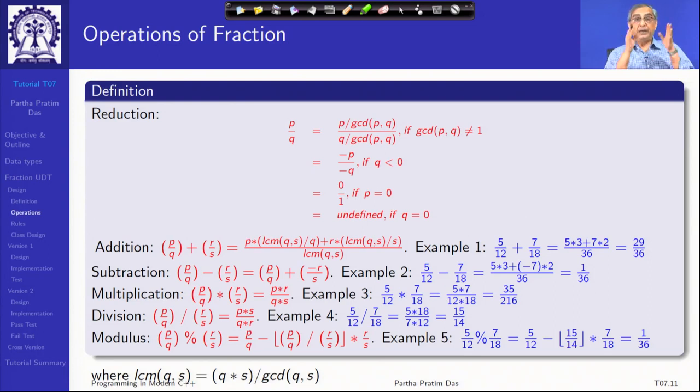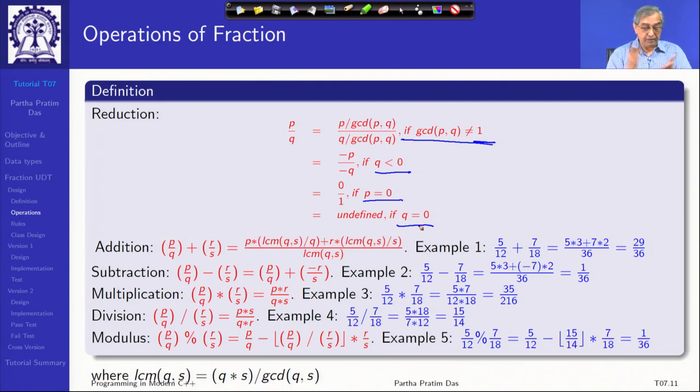There are several operations available. For example, reduction by itself is an operator. If the GCD is not 1, then you can make the GCD 1. If q is not positive, then you can make q positive. If p is 0, q can be anything, so you force q to be 1, and if q is 0, the denominator is 0, then the fraction is undefined.